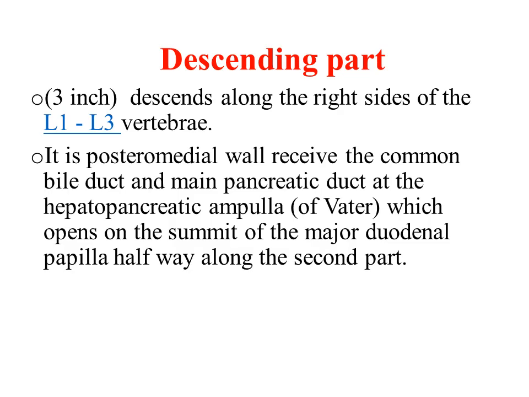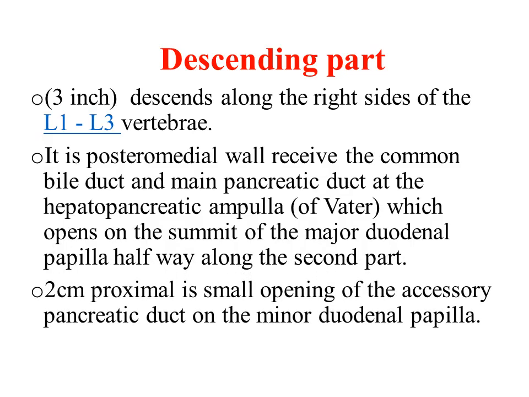In the posterior medial wall, it receives the common bile duct and main pancreatic duct at the hepatopancreatic ampulla or ampulla of Vater, which opens into the duodenal wall at the area called the major duodenal papilla. It is halfway along the second part. Also, about 2 centimeters proximal to it, there is the accessory pancreatic duct opening into the minor duodenal papilla, in the posterior medial wall. Remember this posterior medial wall opening of the common bile duct and main pancreatic duct into the ampulla of Vater or hepatopancreatic ampulla, which opens into the major duodenal papilla.